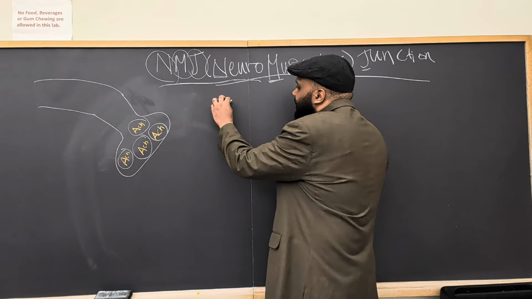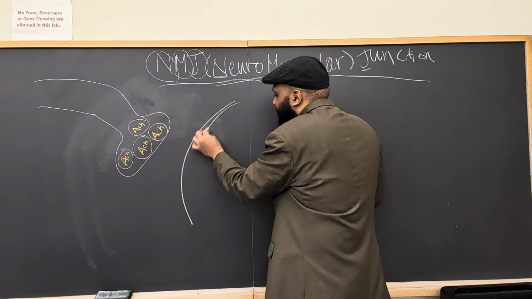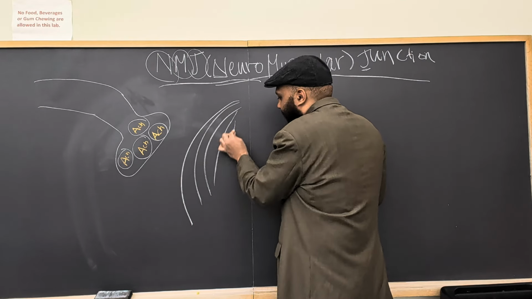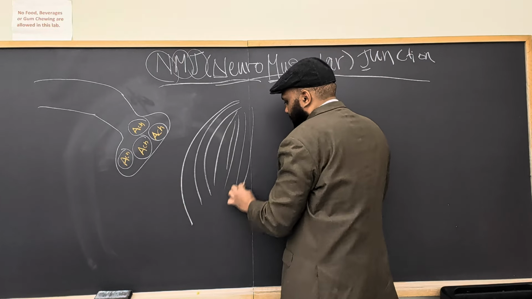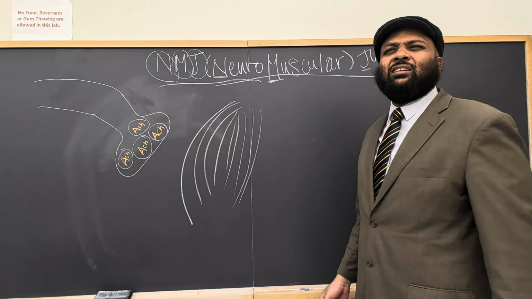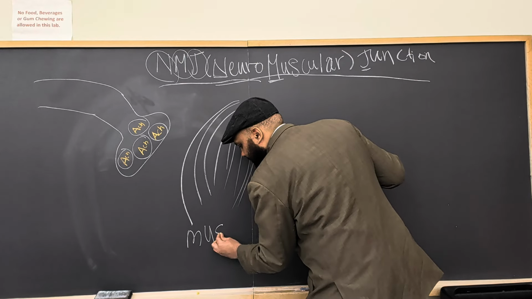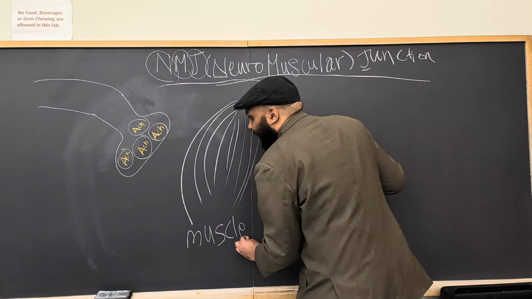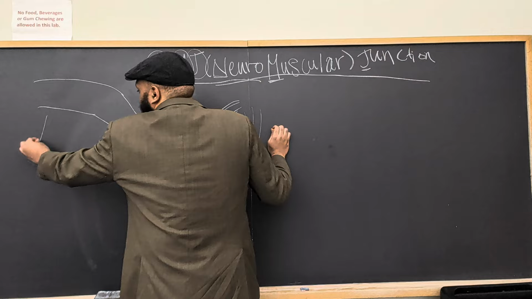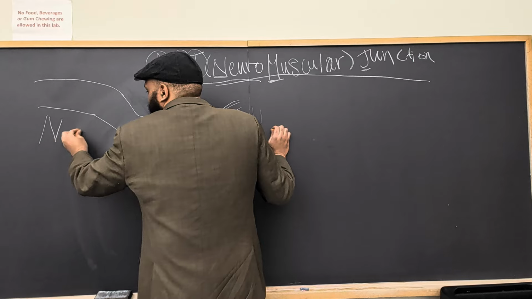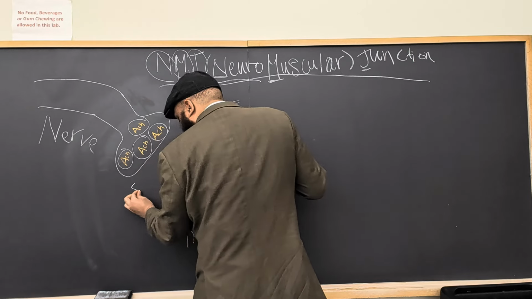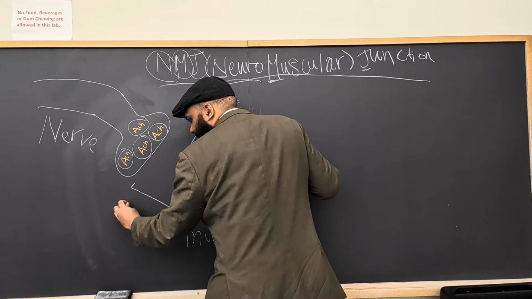And who's across the street? Here. Who is that? What does this look like? Good. So this is the muscle, and this is the nerve. And this gap here, what do we call this gap? Synapse.